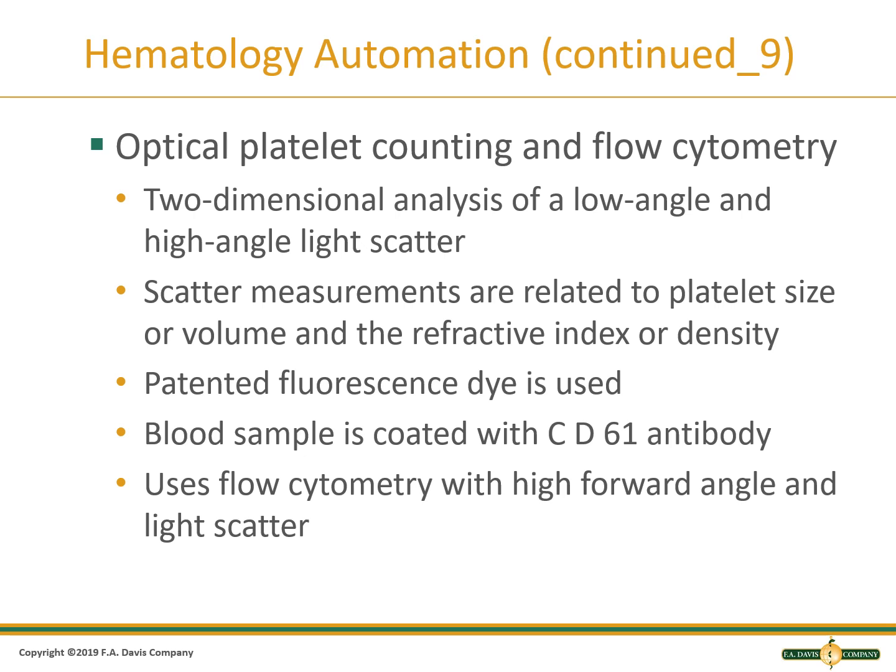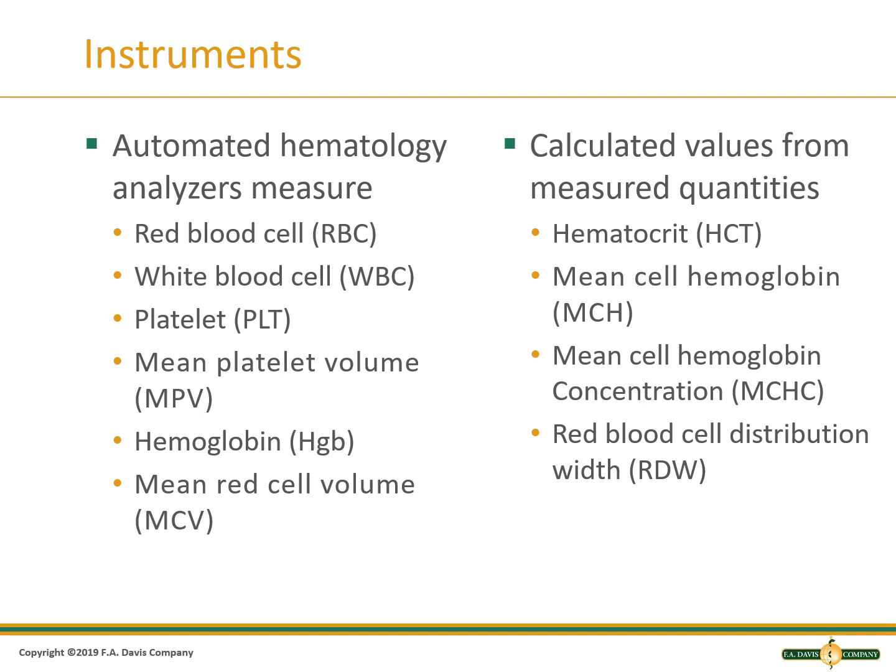For optical platelet counting and flow cytometry, you have two-dimensional analysis of low angle and high angle light scatter. The scatter measurements are related to the platelet size or volume and the refractive index or the density. There's a patented fluorescence dye that's used. The blood sample is coated with CD61 antibody, and then you use flow cytometry with high forward angle light scatter.